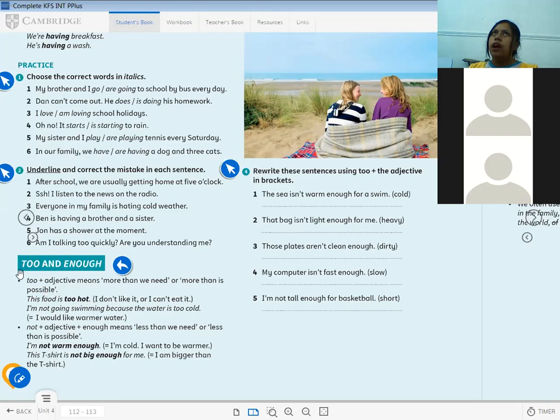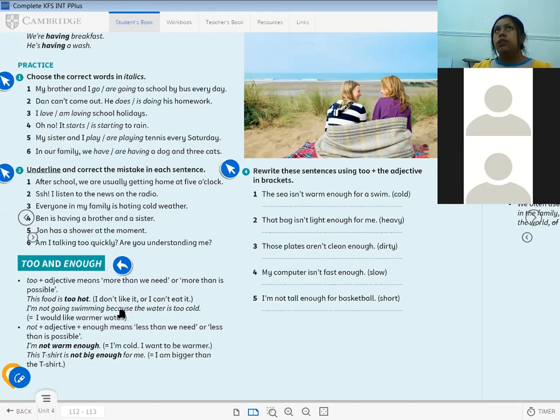Yes. Now, after I read this part, did you understand what I said? Too plus an adjective. We are going to use too with an adjective. Yes, with an adjective. And okay, how do you interpret the sentence? This food is too hot. ¿Cómo interpretamos esta oración? This food is too hot. Esta comida es muy caliente. Oh, okay, more or less. Okay. Now, I'm not going swimming because the weather is too cold.